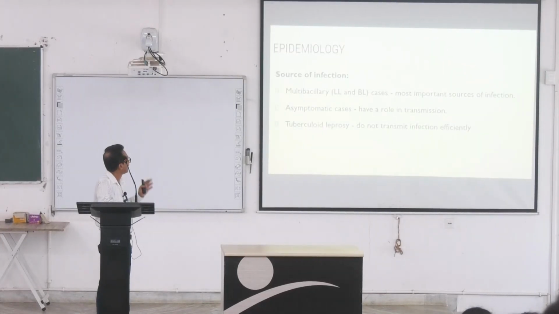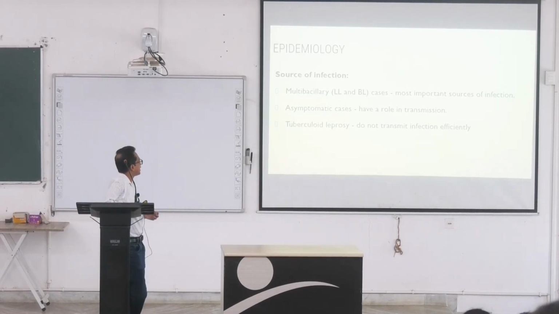Epidemiology. What is the source of infection? Most important are lepromatous leprosy or borderline lepromatous. Asymptomatic cases have a role in transmission. Tubercular leprosy does not transmit the infection efficiently.